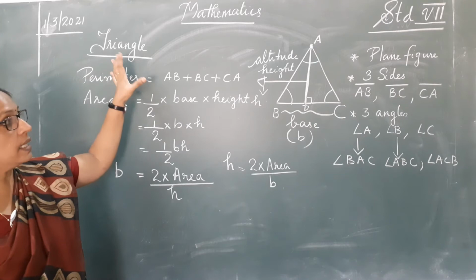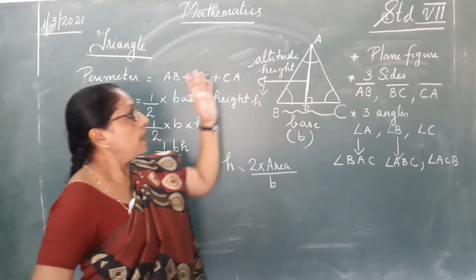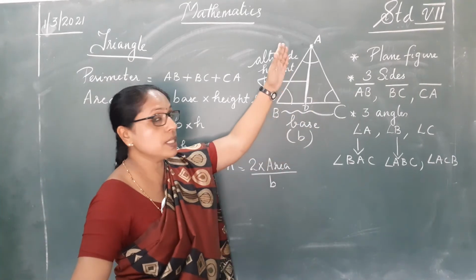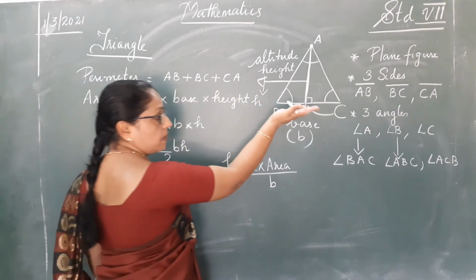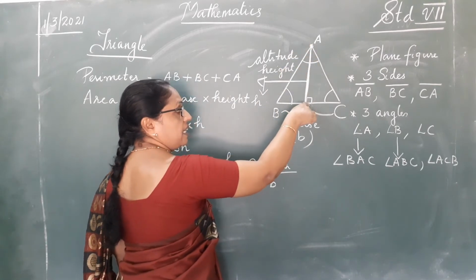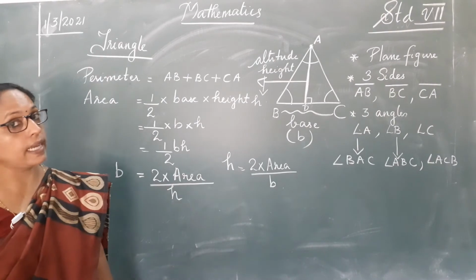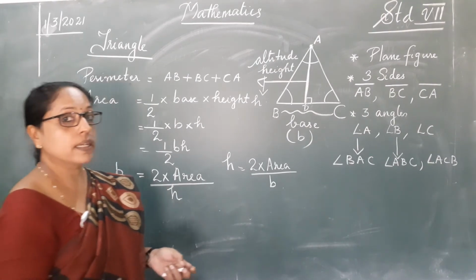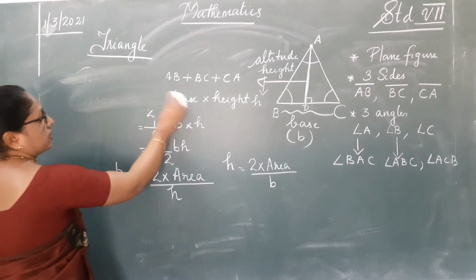So triangle, its perimeter. Perimeter is the sum of all three sides, and area. To find the area, you need to know the base and its altitude. Altitude means whichever base is taken, from its opposite point draw a straight line at 90 degrees, which is known as the altitude or height of the triangle. Now let's see some questions related to perimeter and area of triangle.